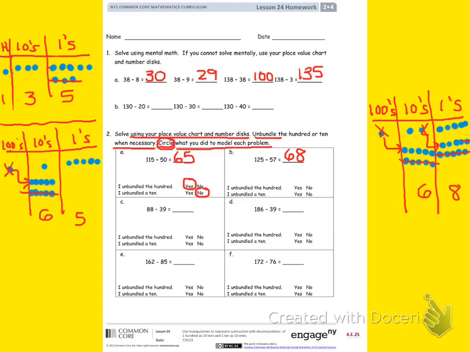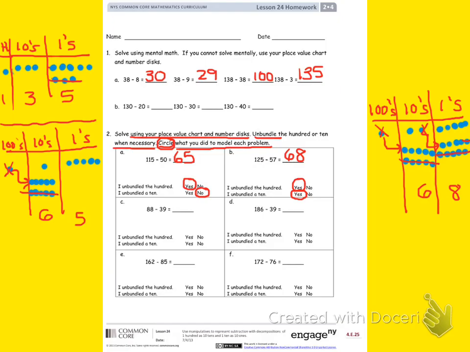On the bottom it says I unbundled the 100. Did I do that? Yes. I unbundled a 10. Did I do that? Yes. This is the strategy that you will use to solve items C, D, E, and F.